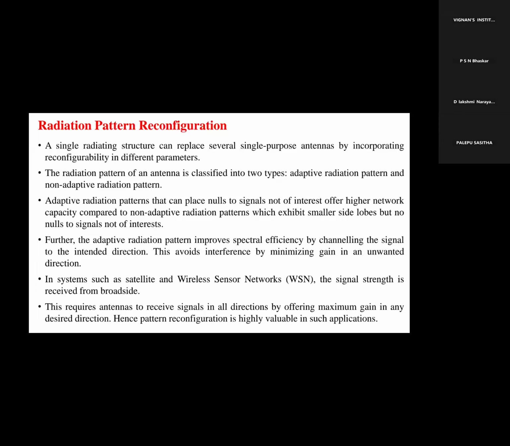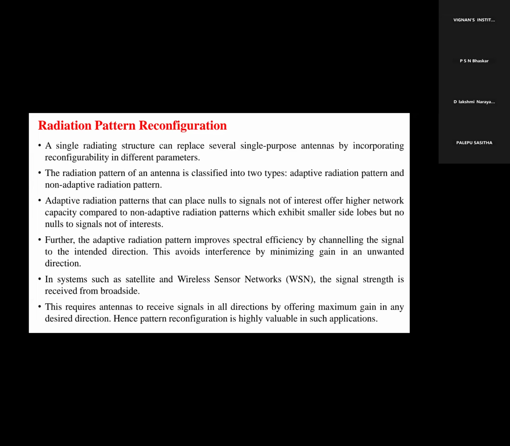Classified into the adaptive radiation pattern and non-adaptive radiation pattern. Adaptive radiation pattern can place nulls to signals not of interest to offer high network capabilities, compared to the non-adaptive radiation patterns, which exhibit smaller side lobes but no nulls to the signals not to be interfered. Further, adaptive radiation pattern improves spectral efficiency by directing the signal to the intended direction. This avoids interference by minimizing the gain in unwanted directions.